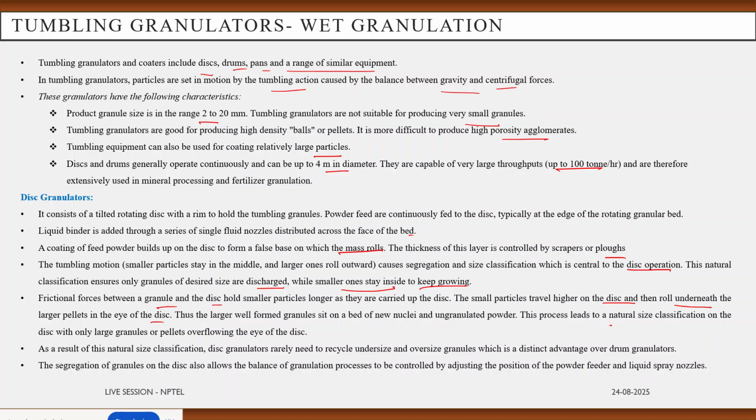This process leads to natural size classification on the disc, and only large granules or pellets overflowing the eye are collected as product. As a result of this natural size classification, the disc granulator rarely needs to recycle undersized and oversized granules, which is a distinct advantage over the drum granulator. The segregation of the granules on the disc also allows the balance of the granulation process to be controlled by adjusting the position of the powder feeder and liquid spray nozzles.